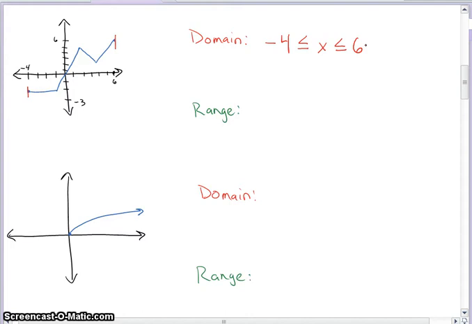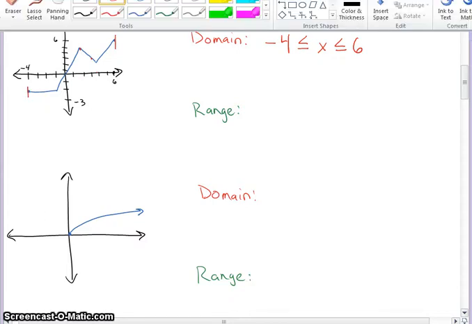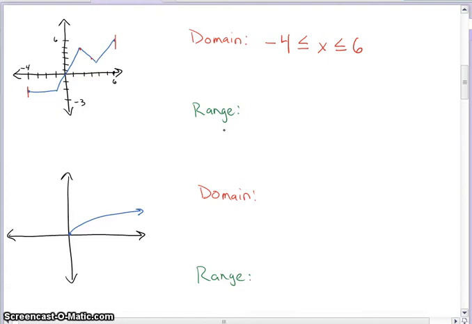Does it include fractions and decimals? Yeah, because here's like 1.5, and here's 2 3/4. So it includes all those decimals and fractions. So we have to use the inequalities to show that we're including those. What about the range? What about the y values? What's the smallest y value? Is it down here at negative 3? Nope. It's right here at negative 2.